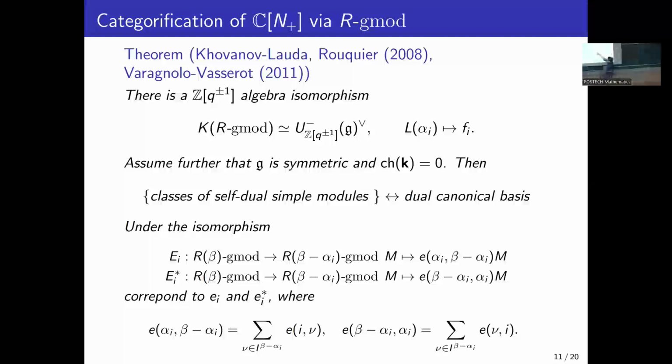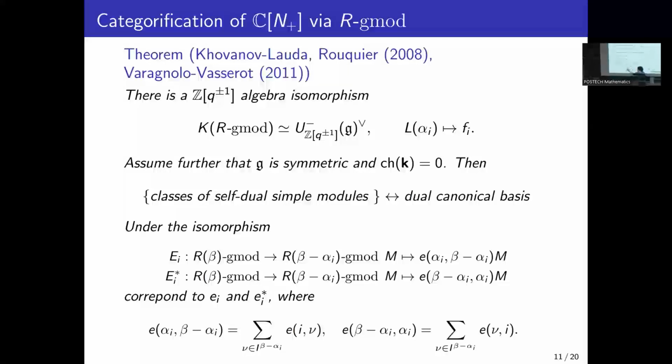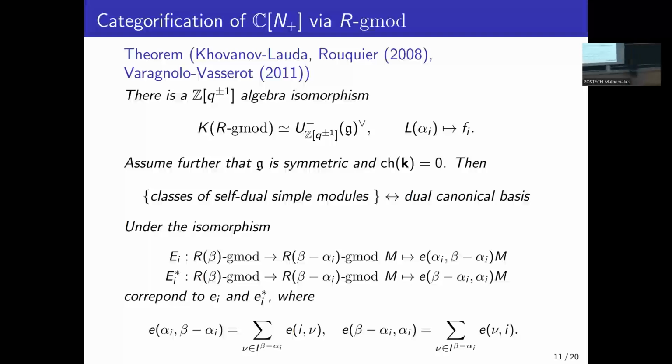And under this isomorphism, these functors correspond to operators on the quantum group, right? So this is a functor on this category, and it corresponds to operators on our quantum group. And that's exactly the Chevalley generators e_i and e_i*. Here e_i* means that we multiply e_i from the other side. e_i is the Chevalley generator and e_i* is some automorphism on the quantum group, so you can define it. So please recall that this Chevalley generator action appeared before, when I described the W-invariant ring.